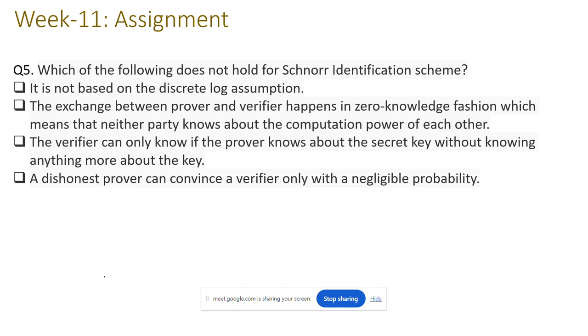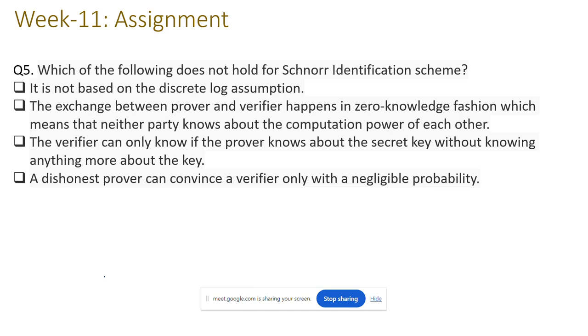The exchange between prover and verifier happens in zero knowledge fashion, which means that neither party knows about the computation power of each other. Is this statement true? This is false. In zero knowledge there is nothing to say about the computation power of the party. Rather, what the prover wants to prove is knowledge of some secret information, and the verifier would know that the prover indeed knows the information without knowing the actual information. That is why it is called zero knowledge.